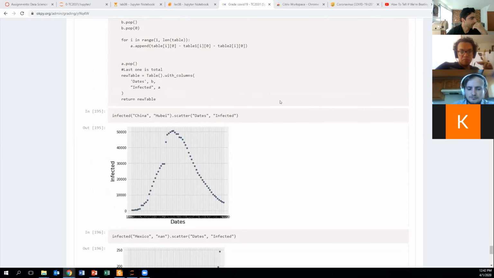So this is Hubei, and we wanted to see the infected. So in that case, we took out the ones that died and the ones that recovered to see who actually was infected. And as we could see, it went up really fast, and then it's going down. So the same way it goes up, the same way it's going down.